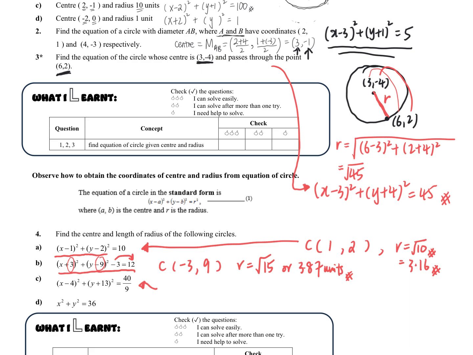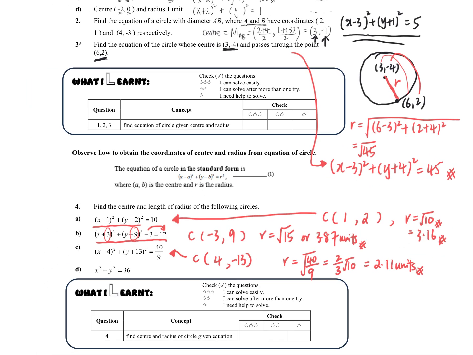Ashriel, what is the center and radius? 4, 13. 4, negative 13. Then what's the radius? Square root 40 over 9. Okay, if you want to do surds, then you need to give me like that. If not, then you give me the 3SF. So it's 2.11. So a surd must be in its simplest form. If not, give me 3SF. Okay, last one, part D.